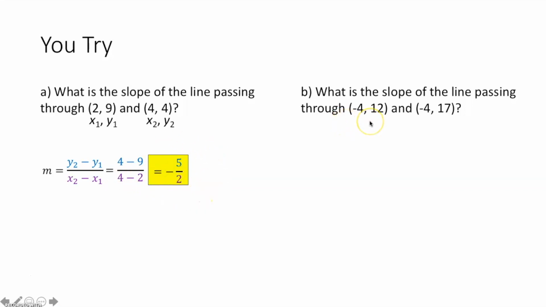For part B, it works the same way. You just need to put under your first point, x sub 1 comma y sub 1, under your second point, x sub 2 comma y sub 2. Now we write out our slope formula, m is equal to y sub 2 minus y sub 1 over x sub 2 minus x sub 1. We then plug in exactly what you see.